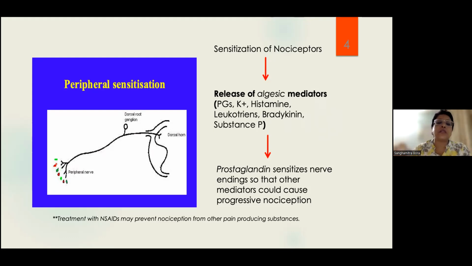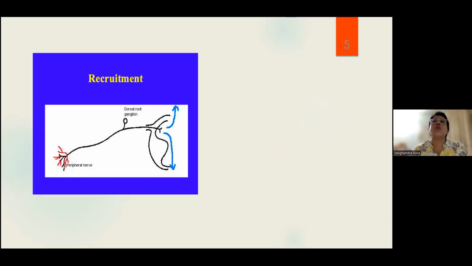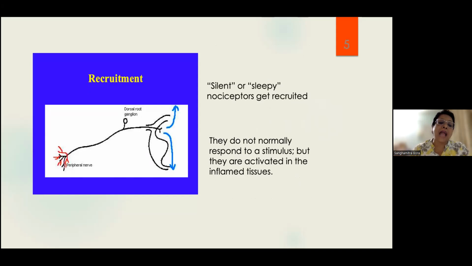So what happens if we do not do anything at this point of time? This goes into another mechanism called recruitment. So what happens in recruitment? You see this black colored peripheral nerve. The normal nerve is the black colored one, but you can also see the red ones. These red ones are actually the silent or sleepy nociceptors. They are present in that particular periphery, but they are not active at all.